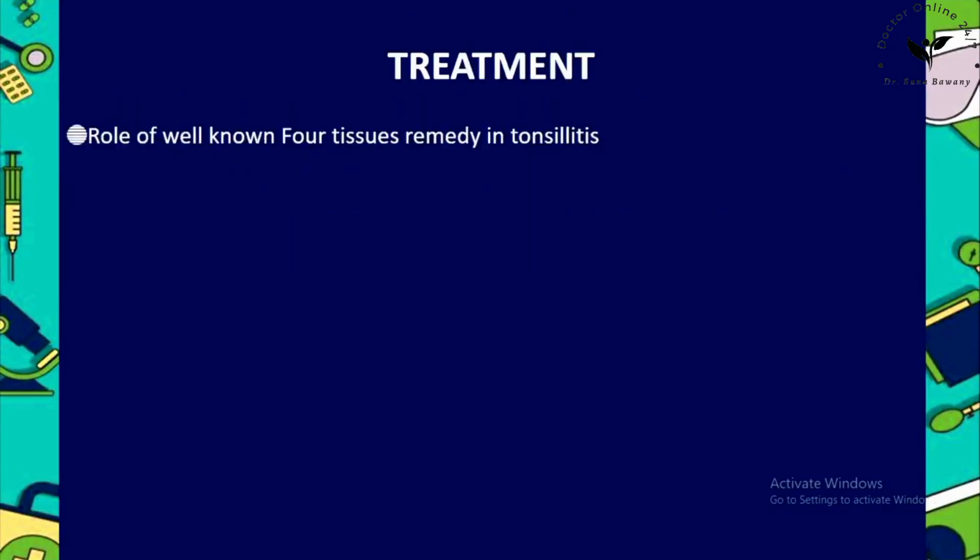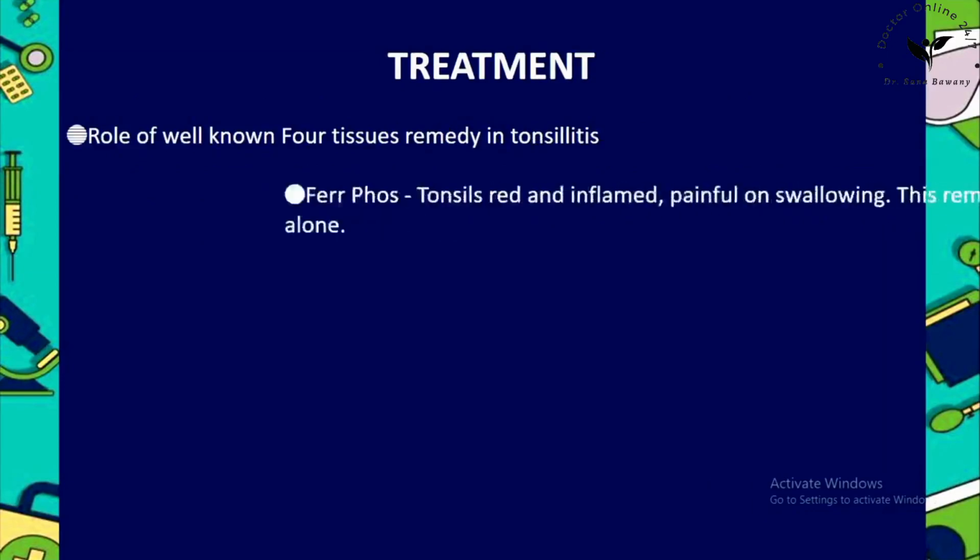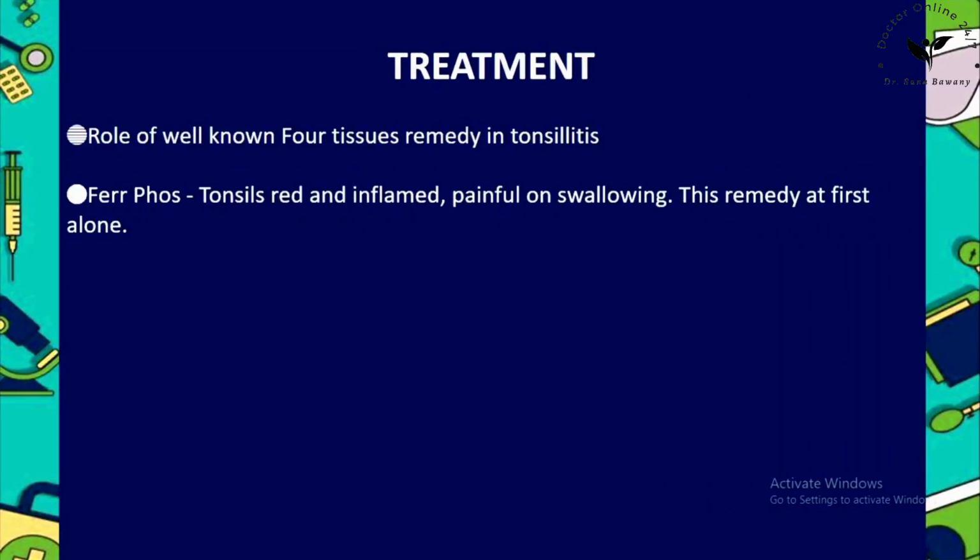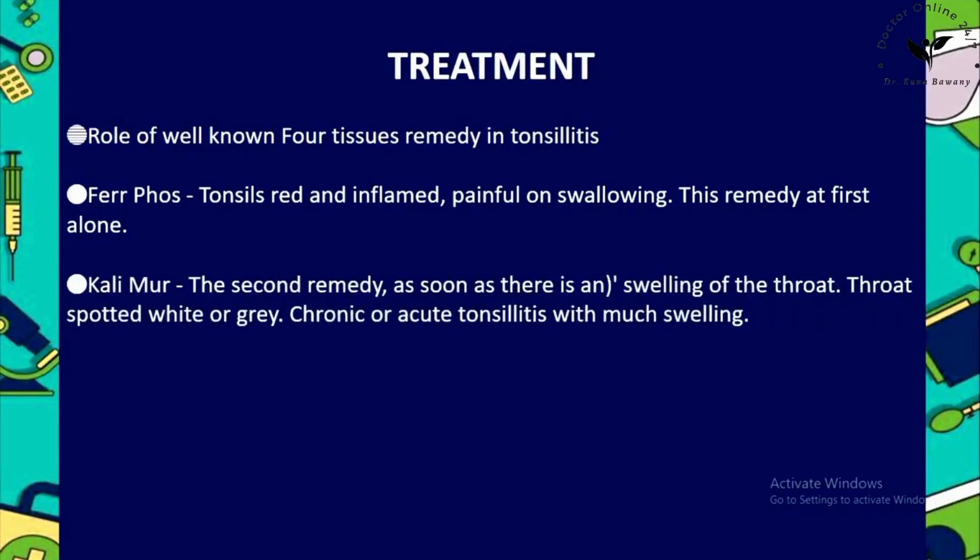Treatment. Role of well-known 4 tissue remedies in tonsillitis. Ferrum Phos: tonsils red and inflamed, painful on swallowing. This remedy at first alone. Kali Mur, the second remedy, as soon as there is swelling of the throat. Throat spotted white or gray. Chronic or acute tonsillitis with much swelling.